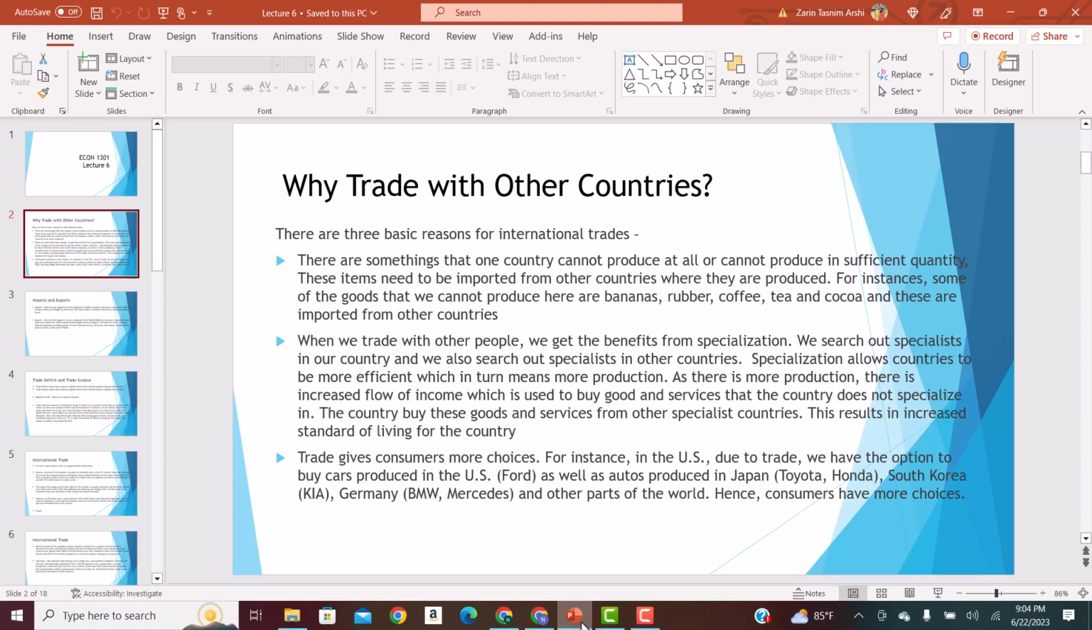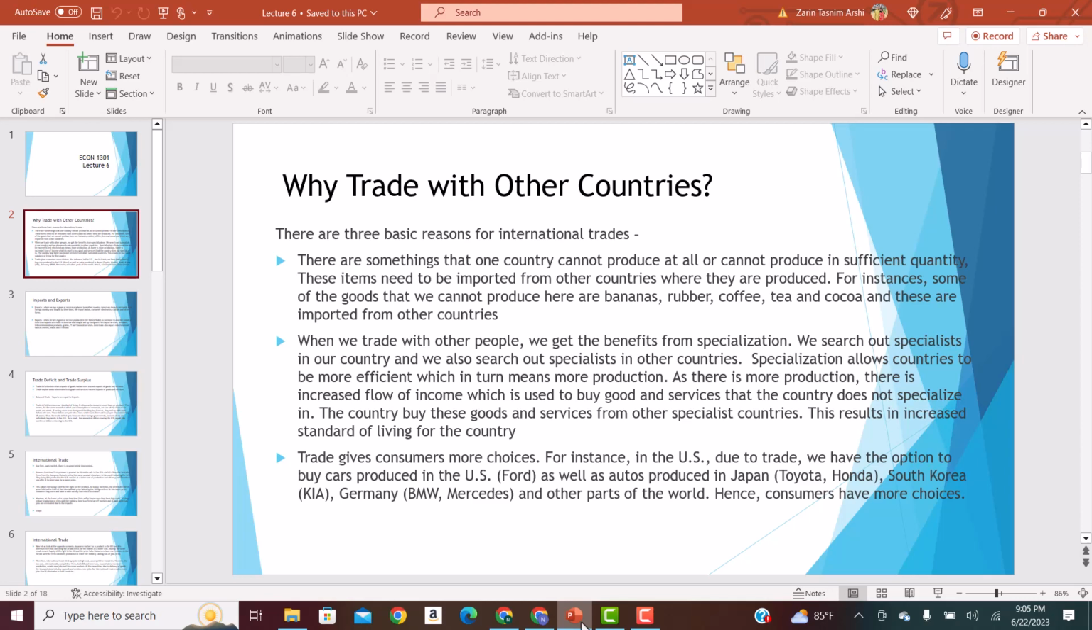So, what are the benefits of specialization? Specialization basically allows countries to be more efficient, which in turn basically means they can produce more of the good or service. As there is more production, there will be more income to the people. So, people will have more income to buy goods and services, and the country will have more GDP. So this results in increased standard of living of the country.